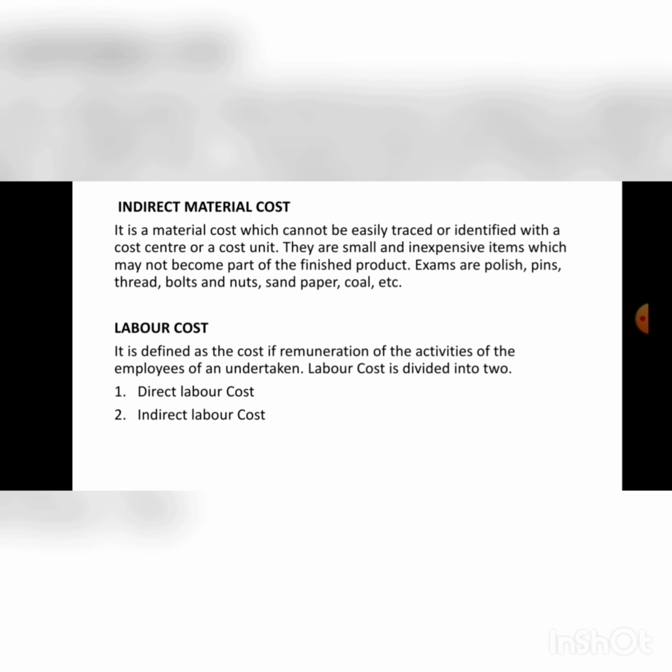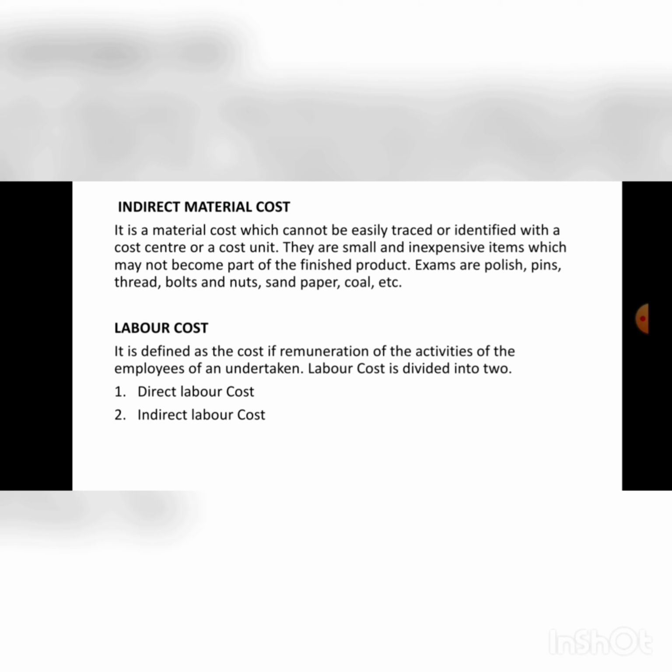Indirect material cost is a material cost which cannot be easily traced or identified with a cost center or cost unit. They are small and inexpensive items which may not become part of the finished product. Examples are polish, pins, threads, bolts and nuts, sandpaper, coal, etc.